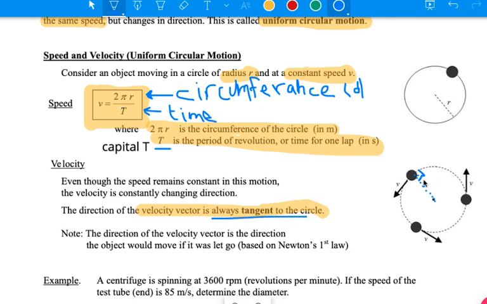Velocity is always tangent to the circle of its path, and the direction of the velocity vector is the direction that the object would move if it was let go. So if I let go of my yo-yo right here, it's going to fly off in that direction based on Newton's first law, which is inertia. Right? If there's no external force acting on it, it's going to either remain at rest, or in this case, moving in the same direction.